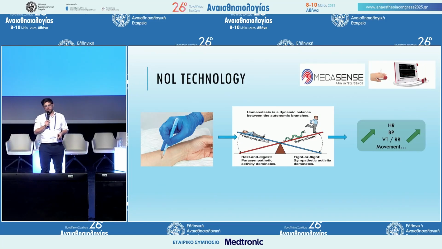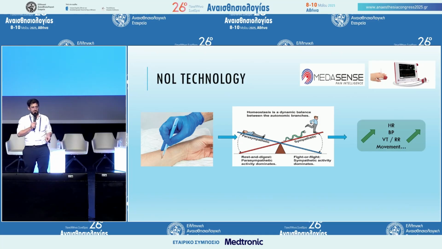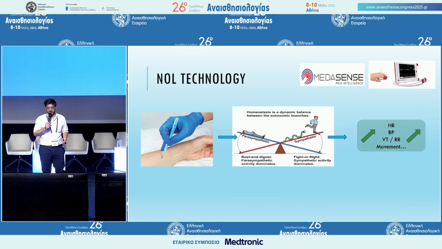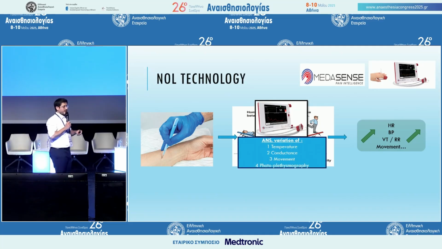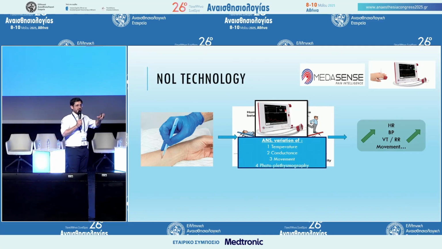On your left, you have the noxious stimulation of the surgeon. In the middle, you have my sympathetic and parasympathetic balance, the vagal tonus. And according to this activation, we will get a sympathetic activation, and after that we will get a hemodynamic, respiratory or movement response. So the NOL monitor is a clever monitor that measures four parameters: temperature, conductance, movement, and photoplethysmography, in order to estimate this vagal tonus.